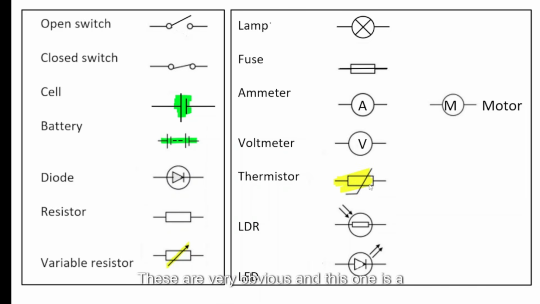Ammeter, voltmeter and motor. These are very obvious. And this one is a thermistor. This is a popular exam question. I've seen this in past papers as a 1-mark question. They usually ask you to draw the symbol of a thermistor or a fuse.